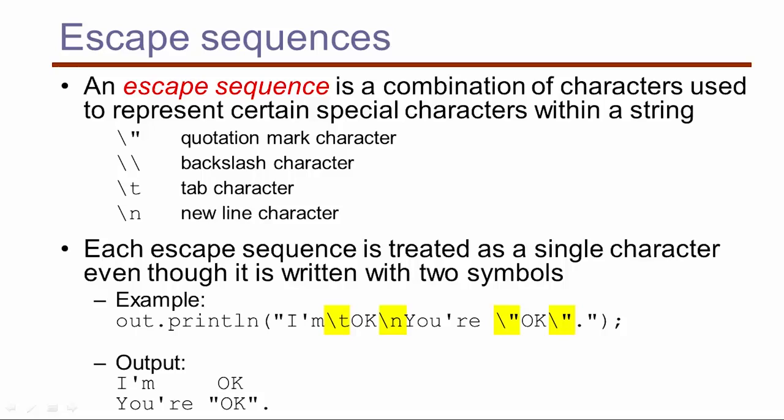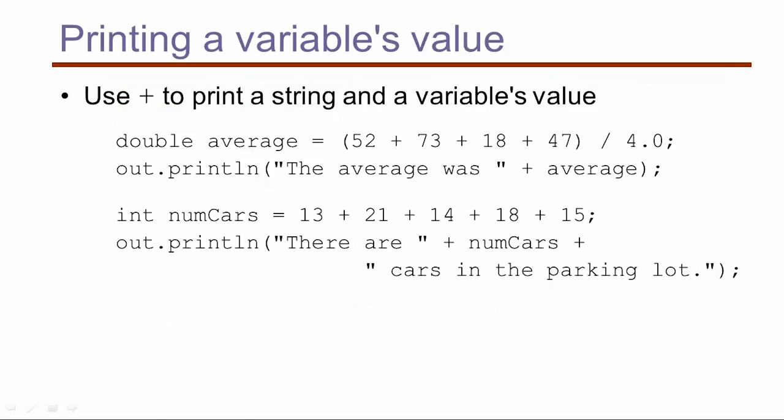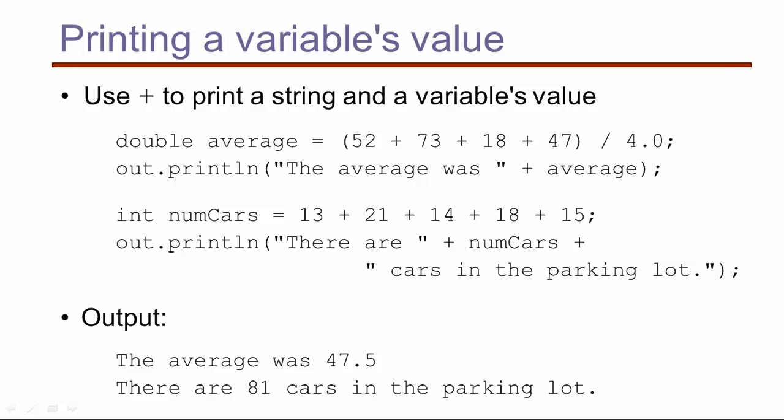When using the println statement, it is very easy to print out the value of a variable along with some descriptive text. You only need to use the plus sign between the string and the variable name. As you see in these examples, we are performing some simple computations to give values to variables. And then we use the plus operator to combine the values of the variables with strings to be printed. And here is the output.